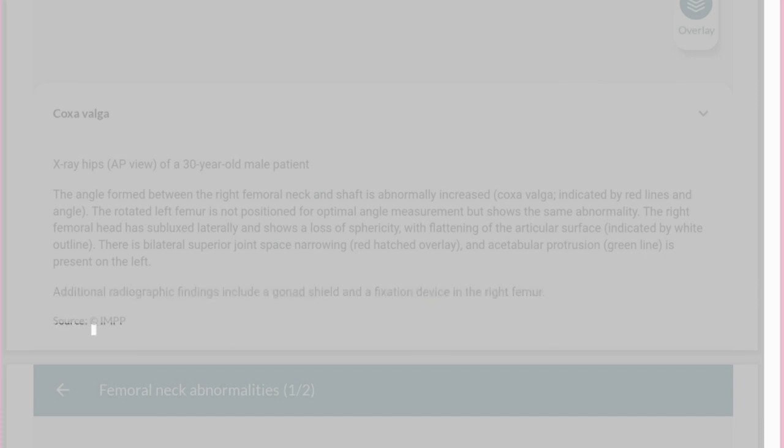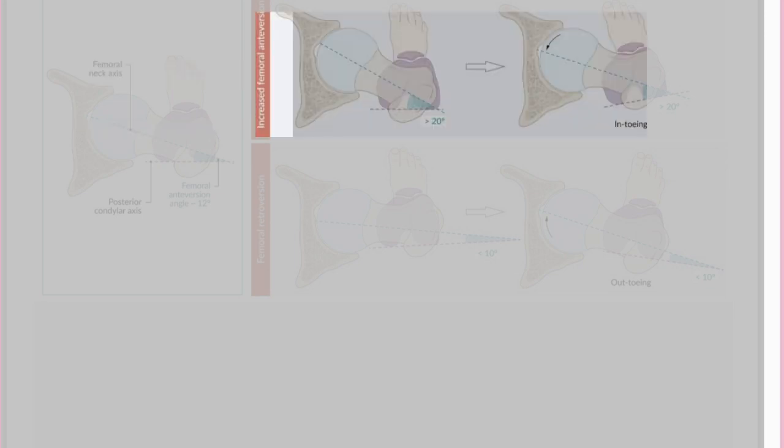Femoral neck abnormalities. Normal position. Femoral neck axis, 20 degrees. Increased femoral anteversion results in in-toeing.